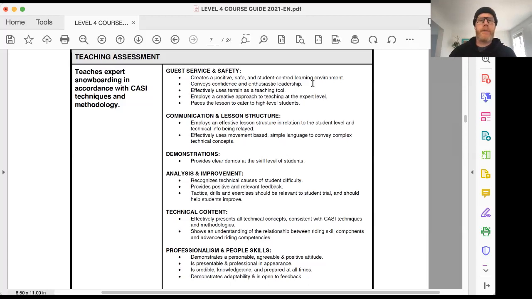So that's where that lesson pace comes in. Under communication and lesson structure, employs an effective lesson structure in relation to the student level and technical info being relayed. So we're expecting that you have a really refined knowledge around the methods of presentation, whether that's guided discovery, whole part whole, building block, and you're able to maybe combine those a little bit into the lesson structure that you choose to employ in your lesson.